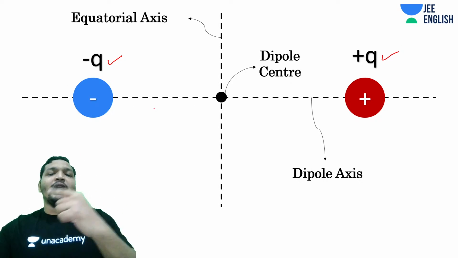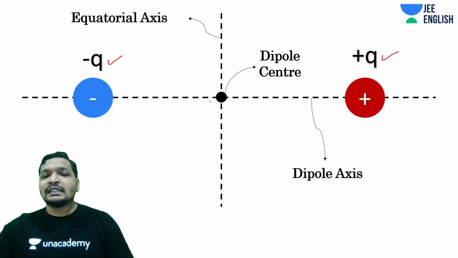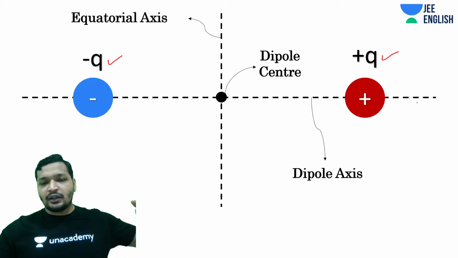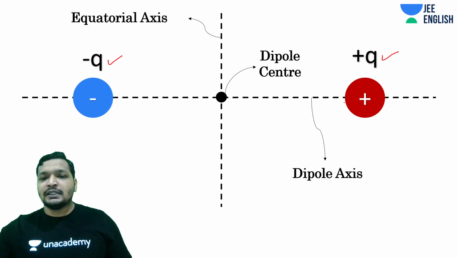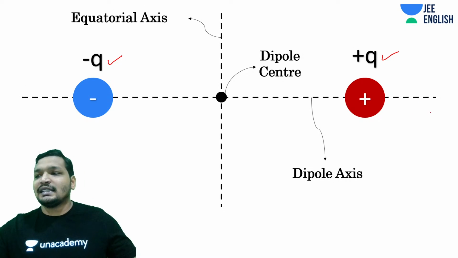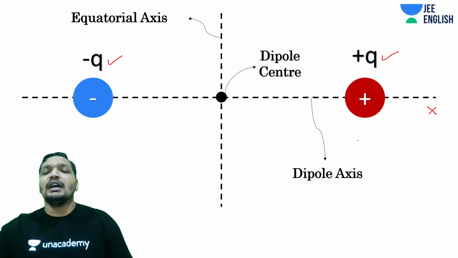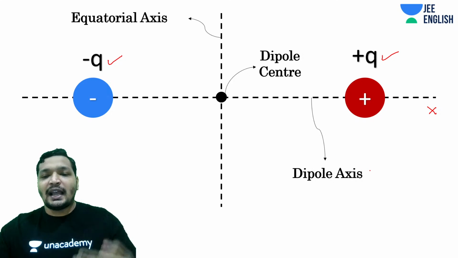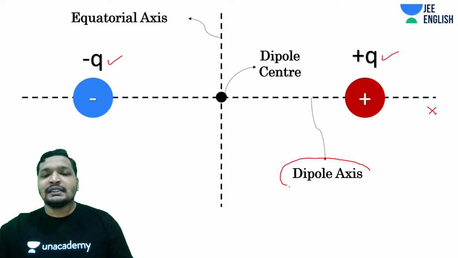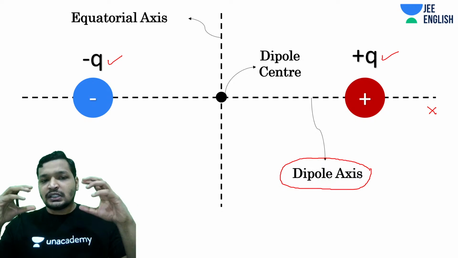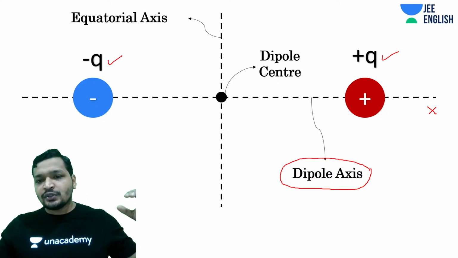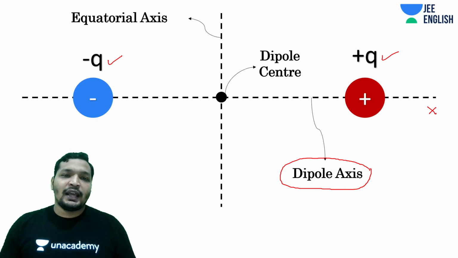We talk about two axes. One axis is along the charges, along the line of charges. If you're noticing, this line is passing through the charges. Sometimes this is taken as the x-axis, sometimes it is just said to be known as the dipole axis. In this case, this x-axis is the dipole axis, but whatever axis passes through these charges, we call it the dipole axis.